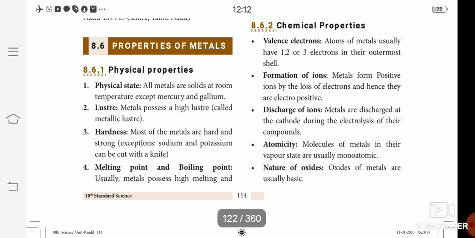Then atomicity. The molecules of metals in their vapor state are usually monoatomic. The monoatomic, diatomic or triatomic nature, the atomicity, is present in the chemical properties of the metals in the vapor state. Then nature of oxide. The oxides of metals are usually basic. When the metal reacts with the air, the metal is converted into metal oxide.